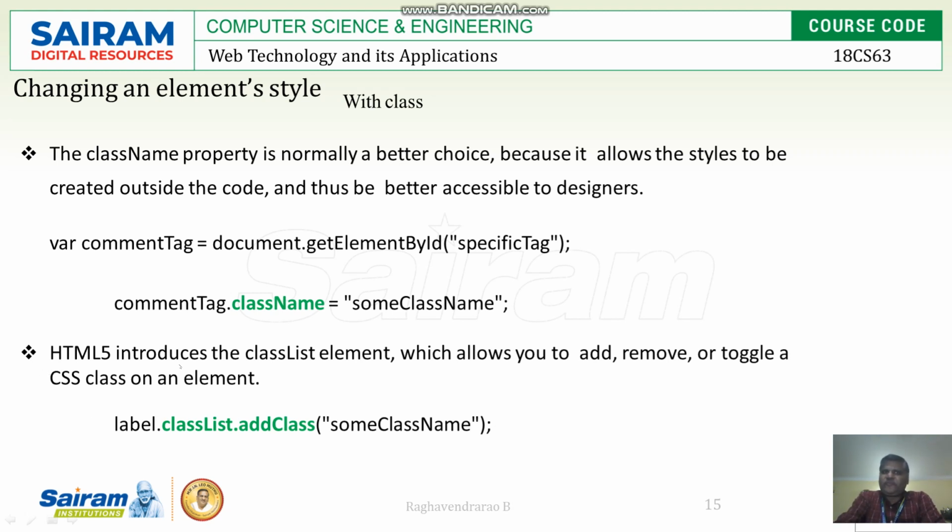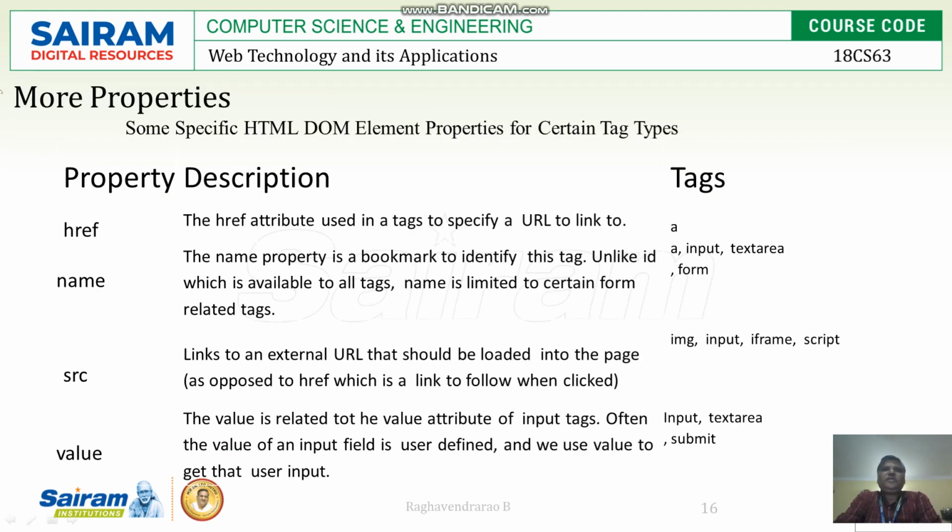HTML5 introduces the classList, which is only available in HTML5 and allows you to add, remove and toggle CSS classes. For example, label.classList.add, where you specify the classes like this. Some more properties are there like this. The properties describe the href, name, source, and value. So for the href, what are the attributes that it is going to have? This is the href attribute.